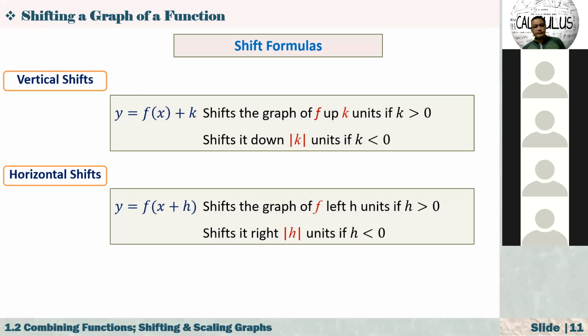Continue. Now, guys, let's talk about shifting a graph of a function. So we usually have 2 different shifts in shifting. We can shift the graph of the function to the right or to the left, or we can shift the graph of the function up or down. We call these the vertical shifts and the horizontal shifts.